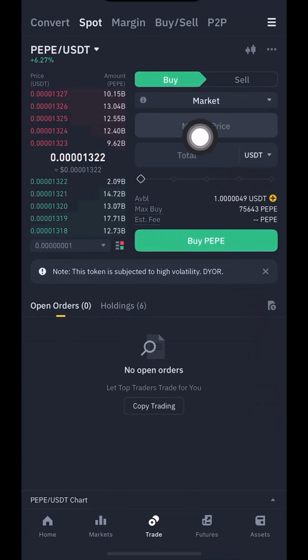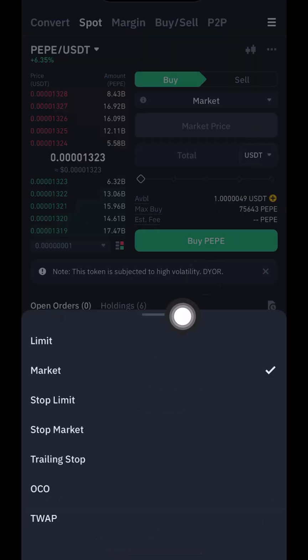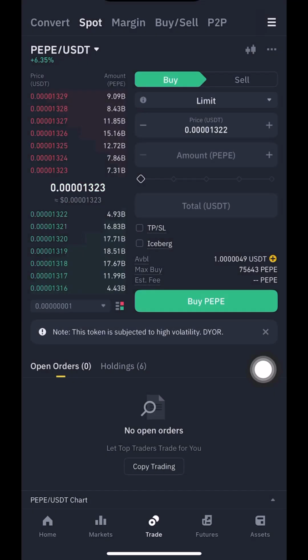In the spot account, there are a lot of functions, but you need only two functions to trade. One is market and one is limit. I will explain what market is and what limit is. Limit means you want to buy at the price you wish, so it's not the current price.